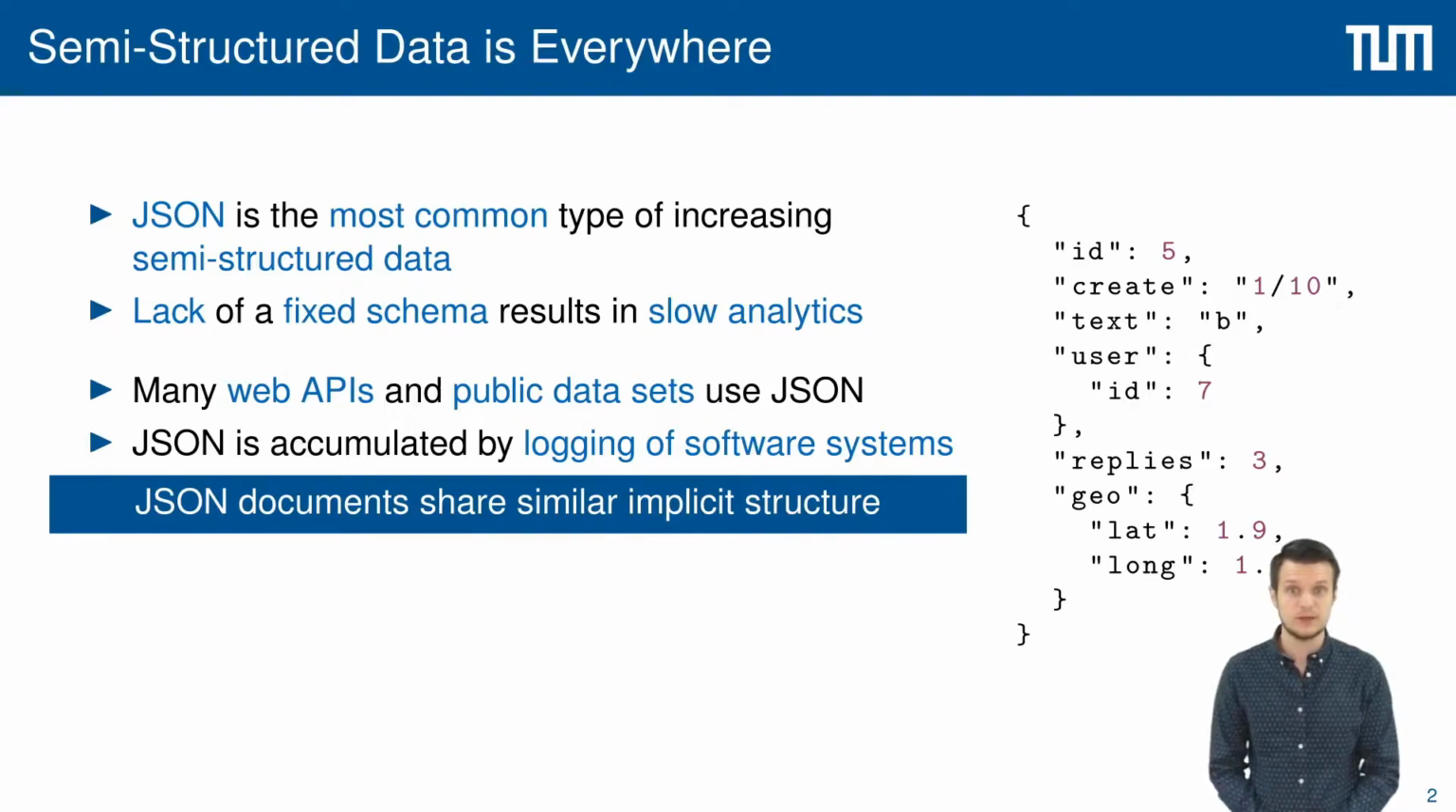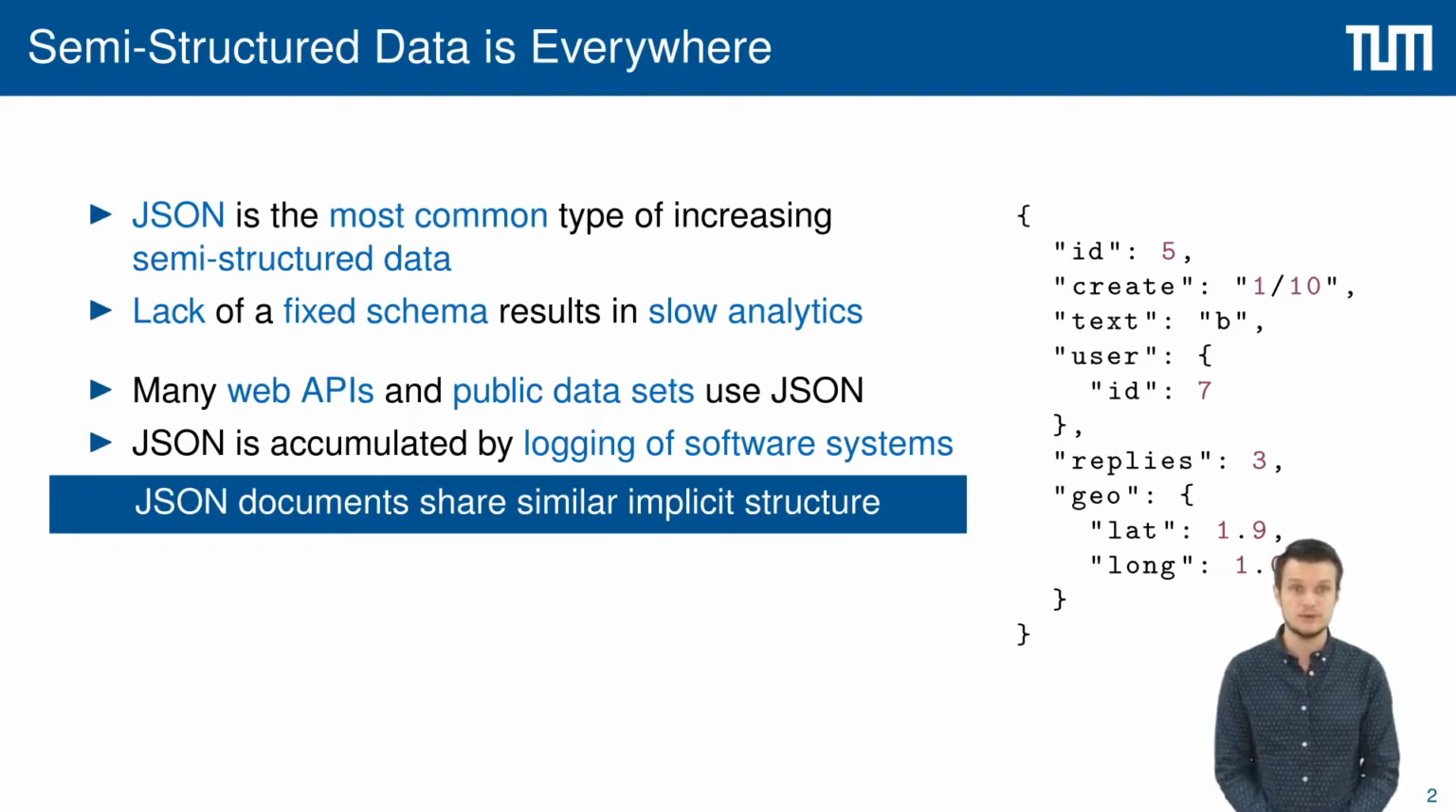But there are many more applications where JSON is useful. Another big application is logging of software systems. There, it's important that the human can directly grasp what happened to fix the issue. With JSON data, this is easily possible because you have all the meta information and the data itself combined together. Note that all of these applications are machine generated, and therefore the documents will have a very similar implicit structure.